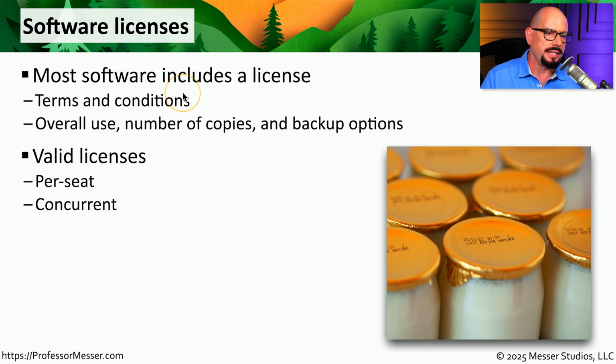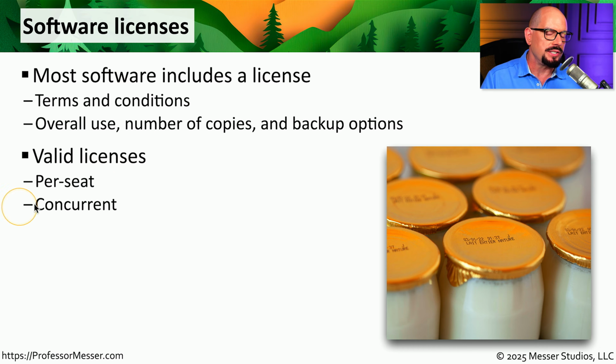Many of these terms and conditions also include information about how this software is licensed. It might be a per-seat license. So when you purchase one license, that one license is assigned to a seat. That's usually a person that's in your organization. If you have 20 people that need to use this software, then you'll need 20 per-seat licenses.